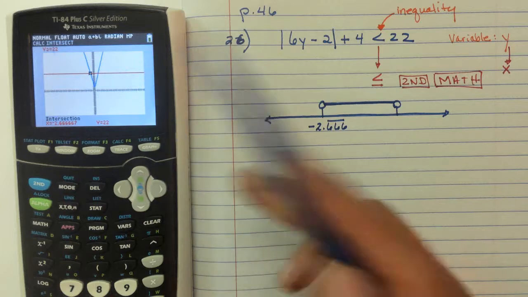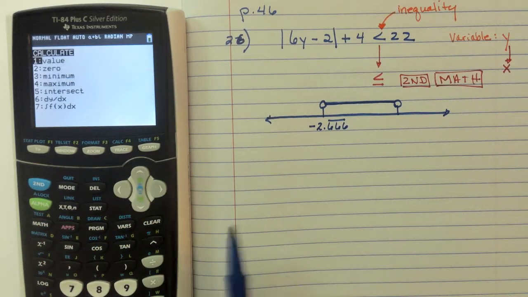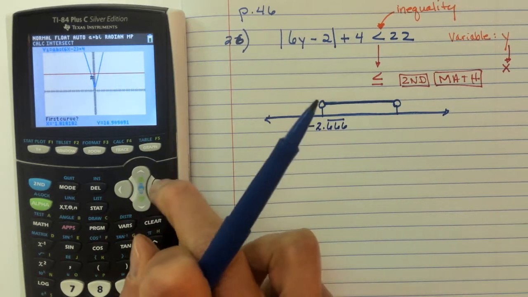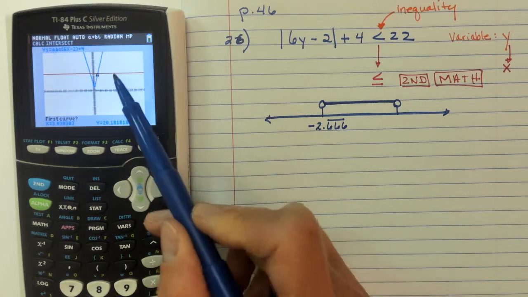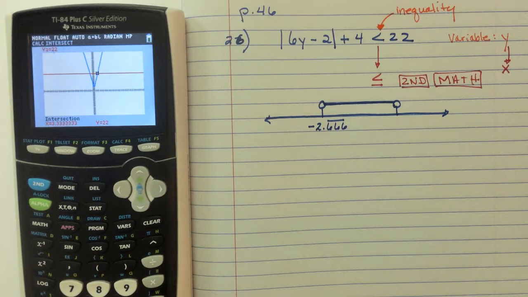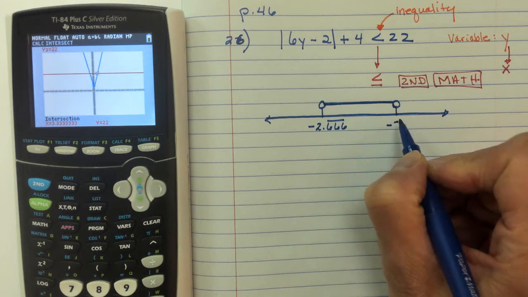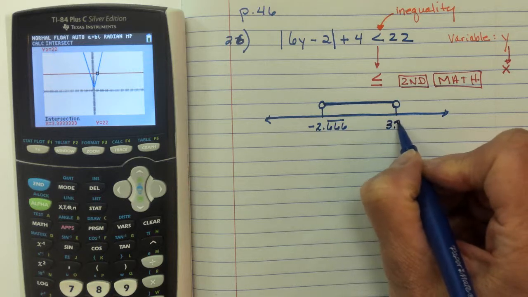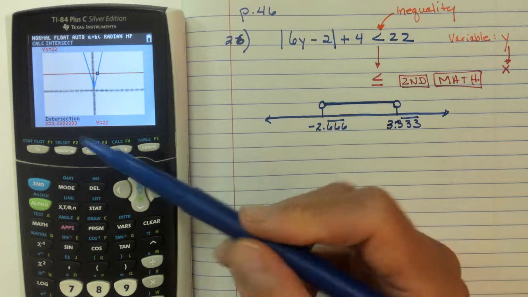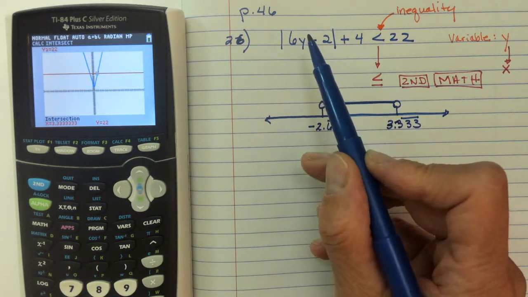So now let's find the other side over there. So I'm going to do second trace. I have to do it a second time. 5. So that's over there. I don't want that over there. I want to find this intersection on this side. So I'm going to do enter, enter, enter. And here, that value is positive 3.333 repeating. Okay? I'm only taking the x value because I'm only looking for one variable.